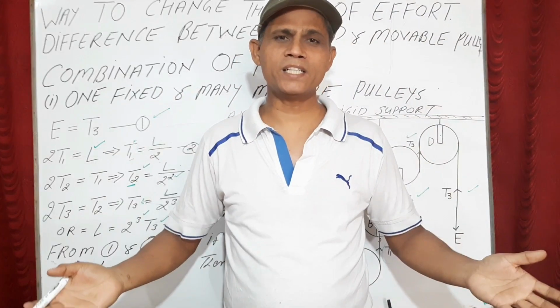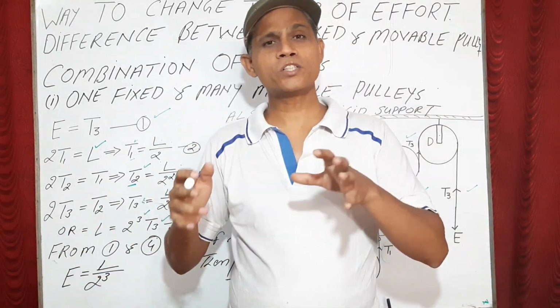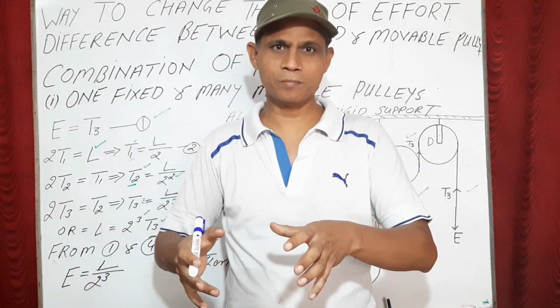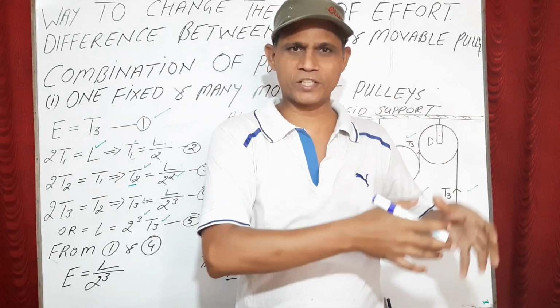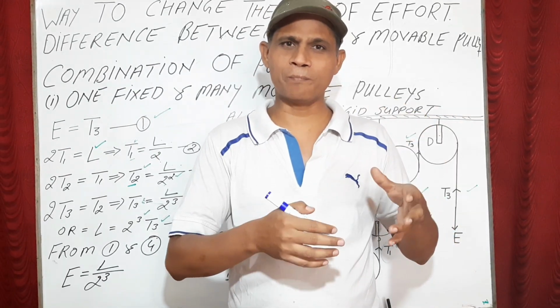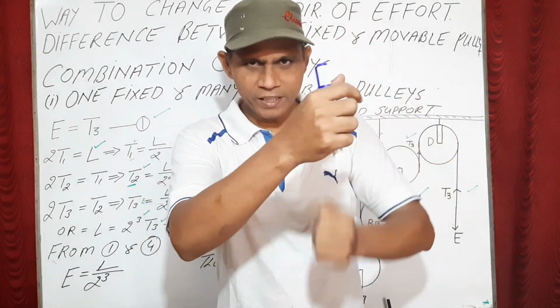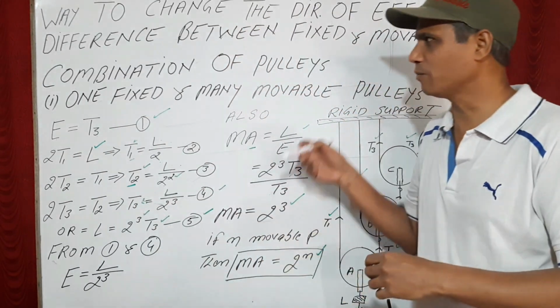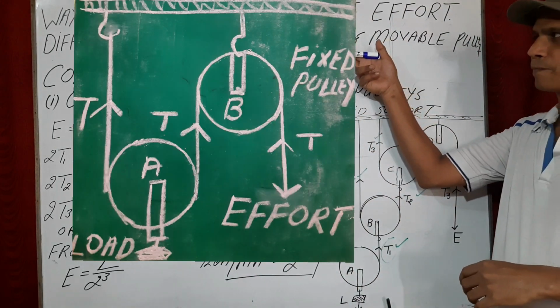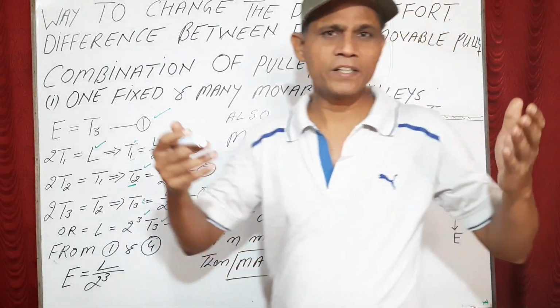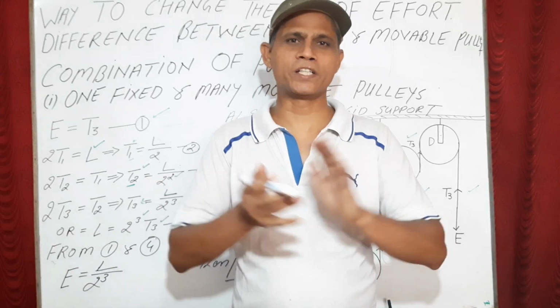Now this can easily be done. How? You just use two pulleys. One is a movable pulley and the other is a fixed pulley. In that case, what will happen? I will show it with the help of a diagram. The effort will be in the downward direction. You can see over here in this diagram, effort is in the downward direction.